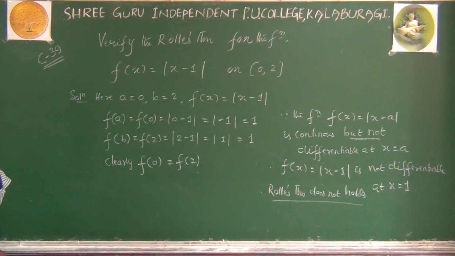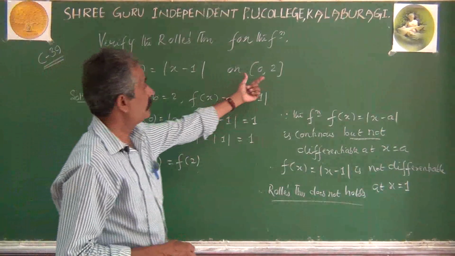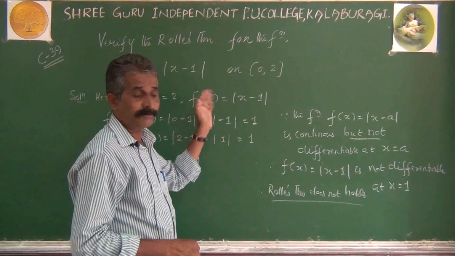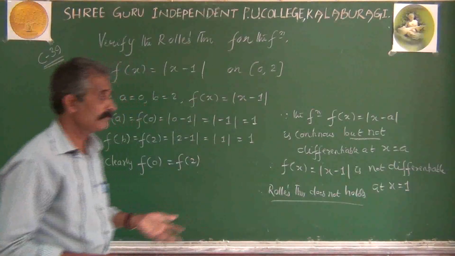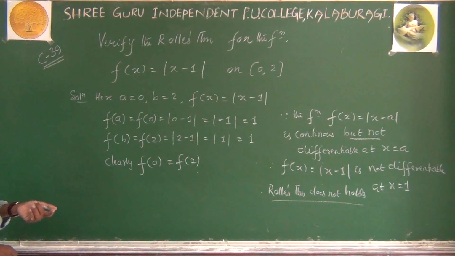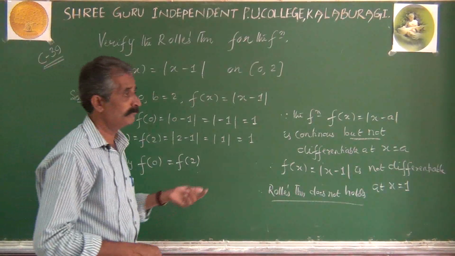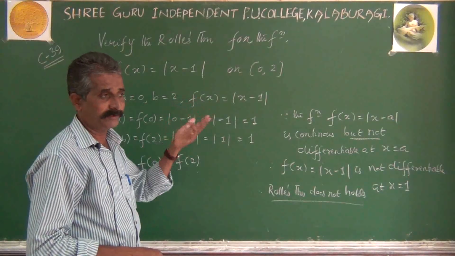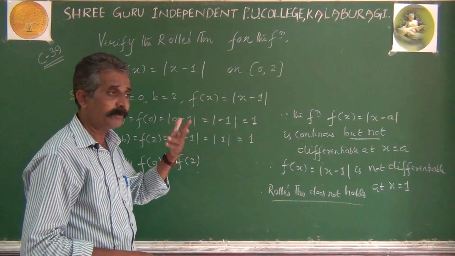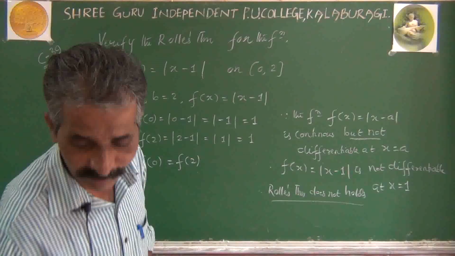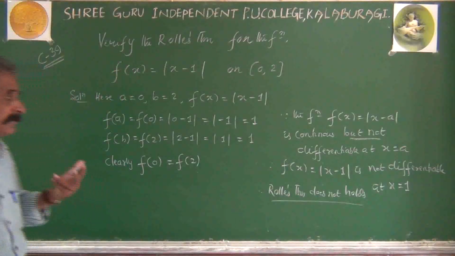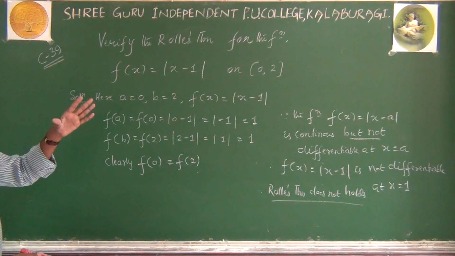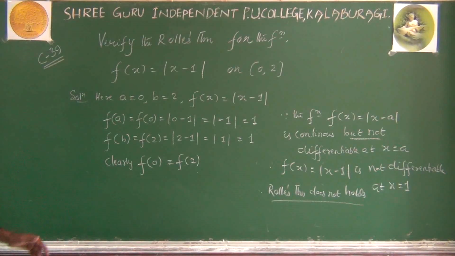So does not hold means that on this interval, at no point for this curve does there exist a tangent parallel to the x-axis. That's the meaning of this problem. Actually it is a straight line. That's why there is no question of existence of a tangent, because a straight line cannot be a curve. When there cannot be a tangent, no question of parallel to the x-axis or y-axis. That's why for this problem, Rolle's theorem is not applicable.